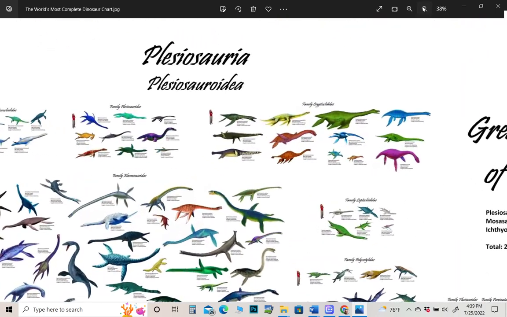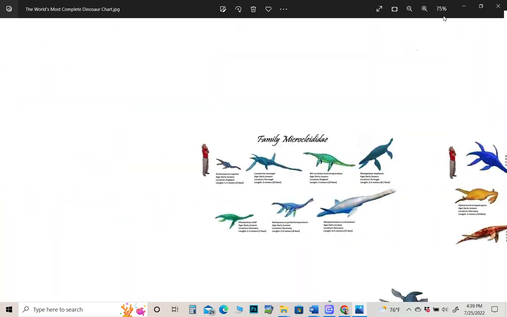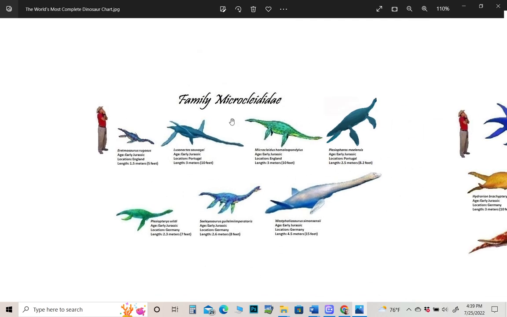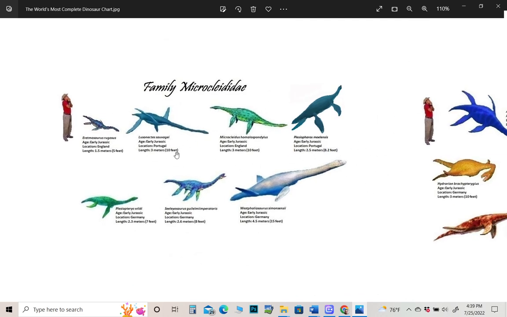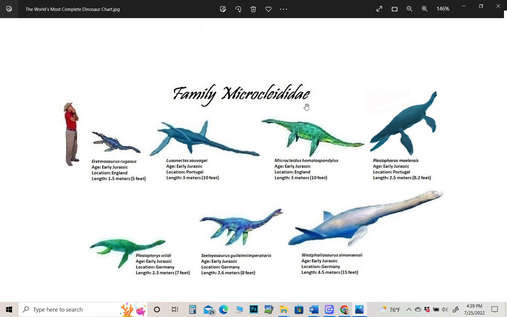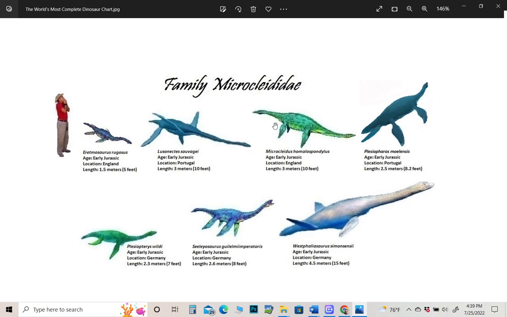All right, there are 8 families of plesiosaurs. These are actually proper families. I haven't condensed families or anything. There are, in fact, 8 families of plesiosaurs, according to current understandings of phylogeny. Arentmosaurus, this is the microcleids, by the way, as you can read.